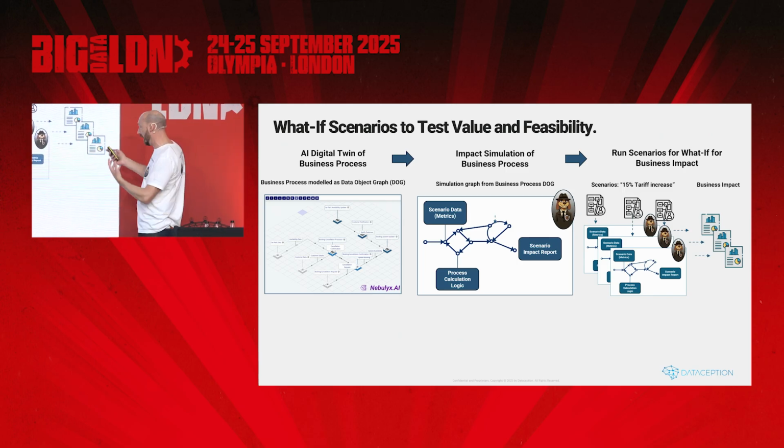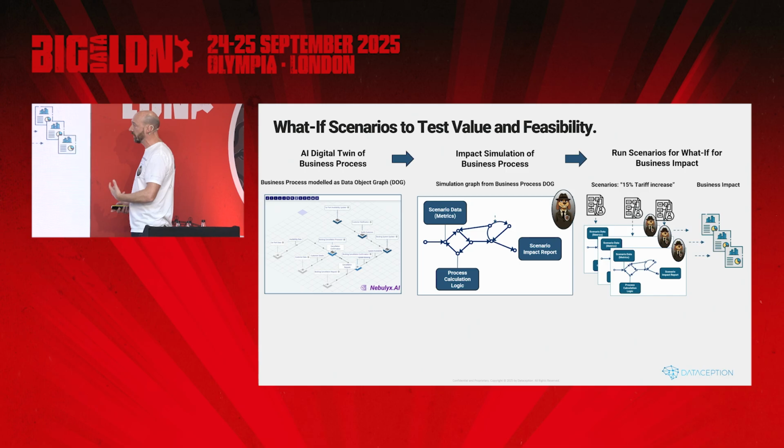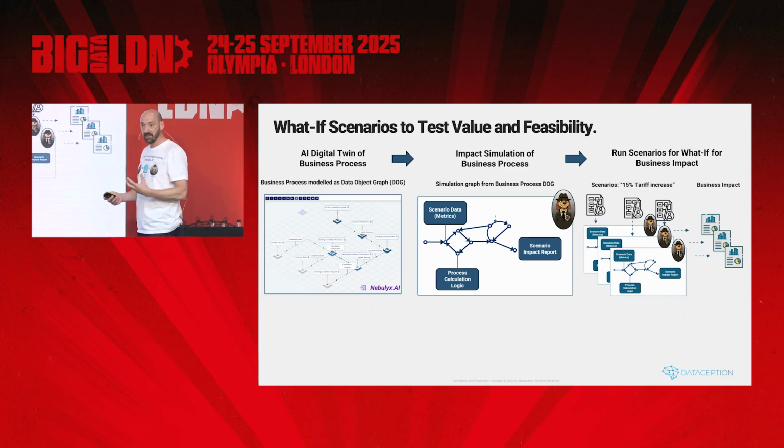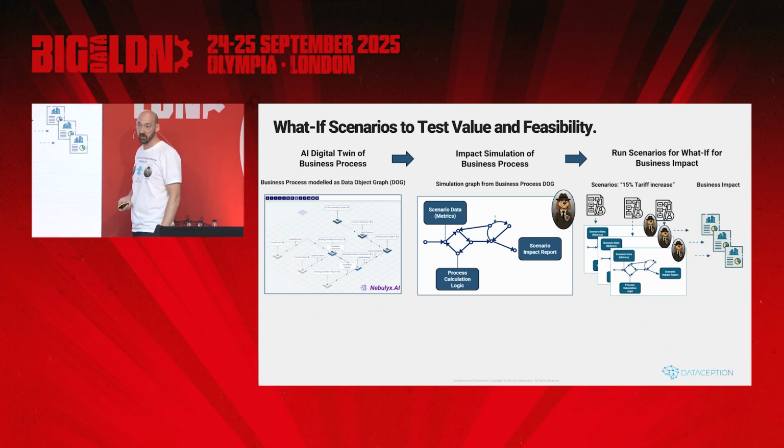Then we put metrics in there to measure the outcome, and get people to look and see, is this feasible? Is it valuable? Does it work? We can do all this in weeks, whereas normally this would take about 6 to 12 months to put together.